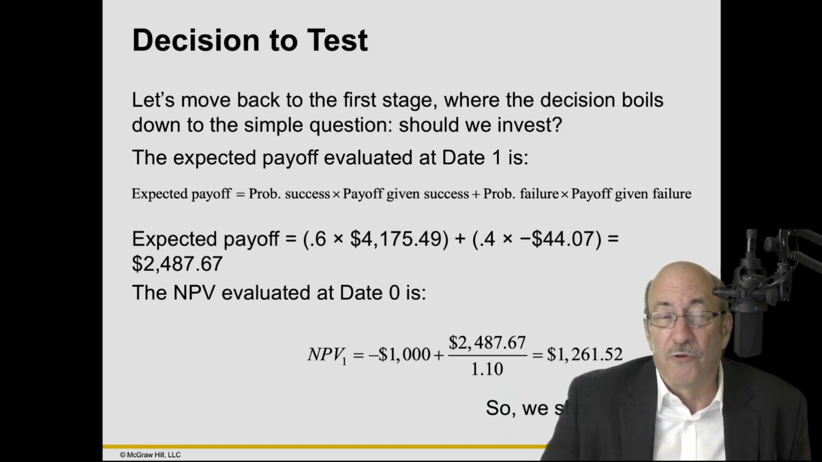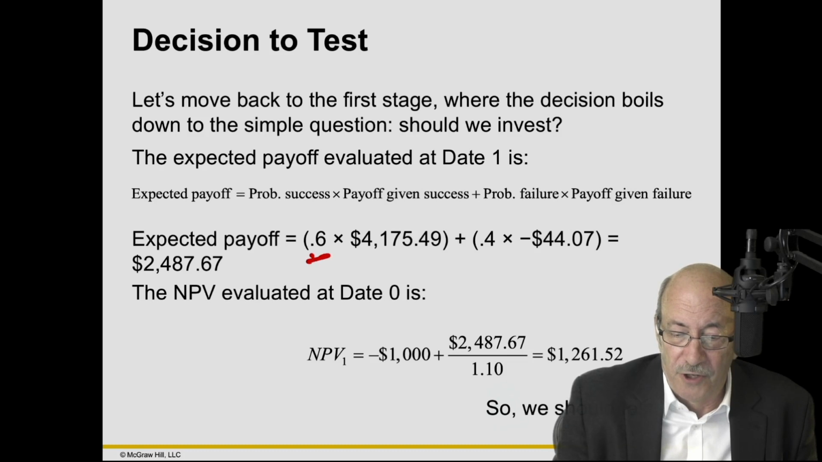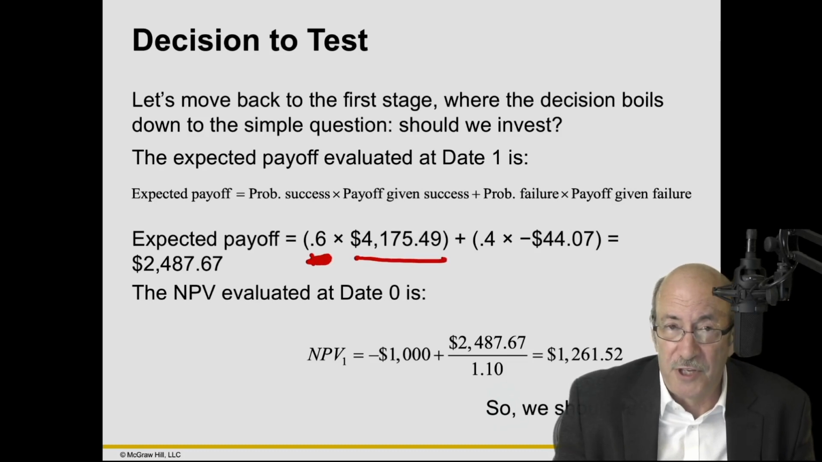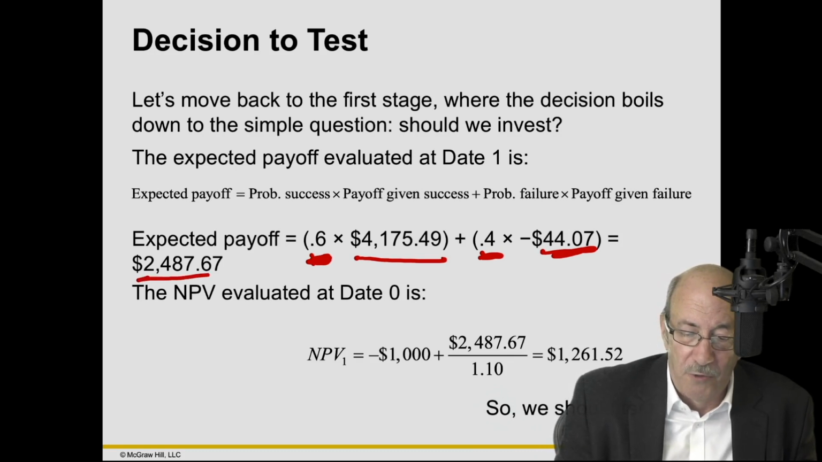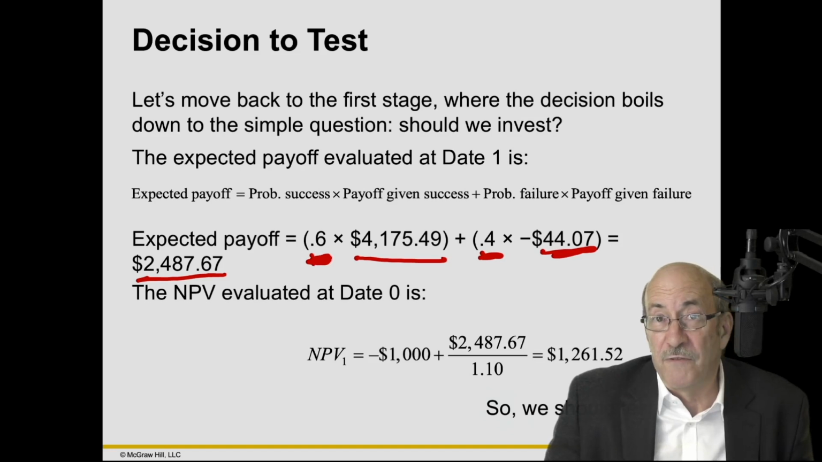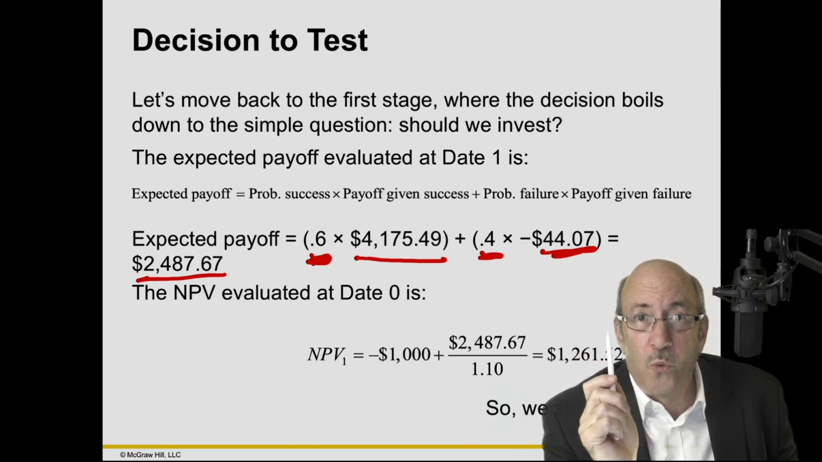Well, what we're going to do is a weighted sum of the NPVs. So if it's a 60% probability of success times the NPV in that setting, 40% probability of failure or unsuccessful, and a loss of 44 million in that setting, we put those together and we come up with a positive NPV of $2.487 billion. Now remember, that's still out at year 1.